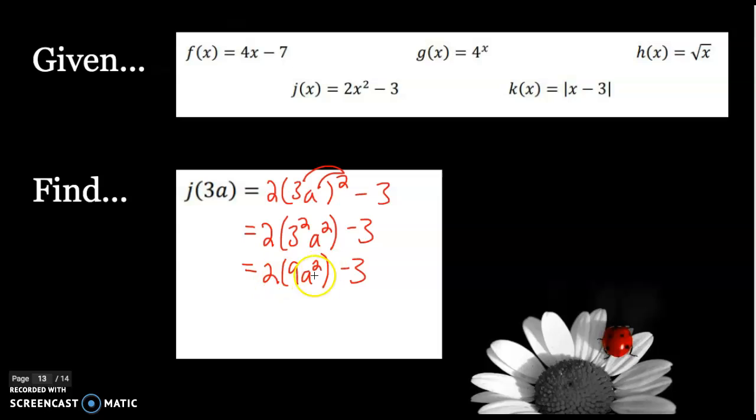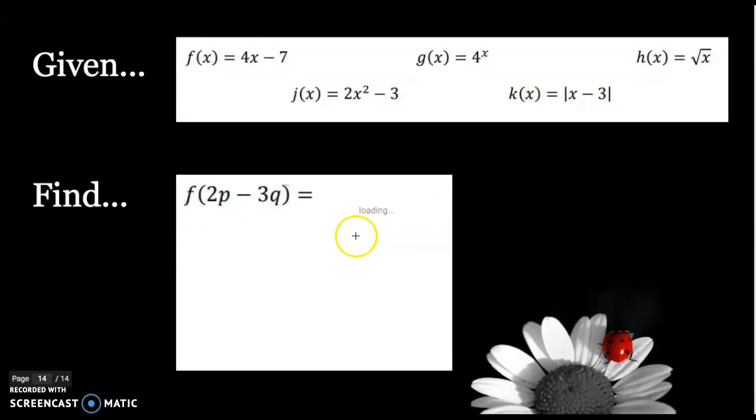Okay, so now I can multiply these two things together. 2 times 9 is 18a squared. And then you check, can I simplify any more? Do I have any more parentheses? No. Do I have any like terms that I can combine? No. Okay, so we're done.